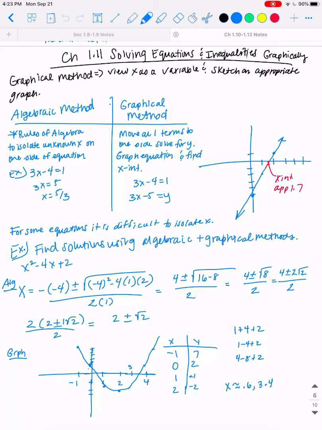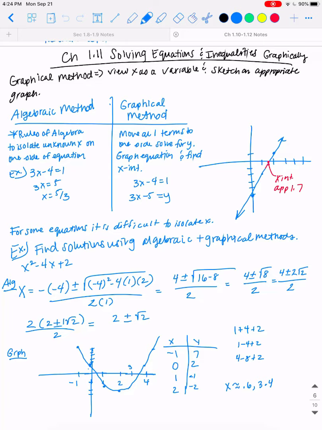Hi everyone! In this video I'm going to be going over chapter 1.11 and chapter 1.12. So 1.11 is solving equations and inequalities graphically. So our graphical method is viewing x as a variable and then we sketch the appropriate graph.